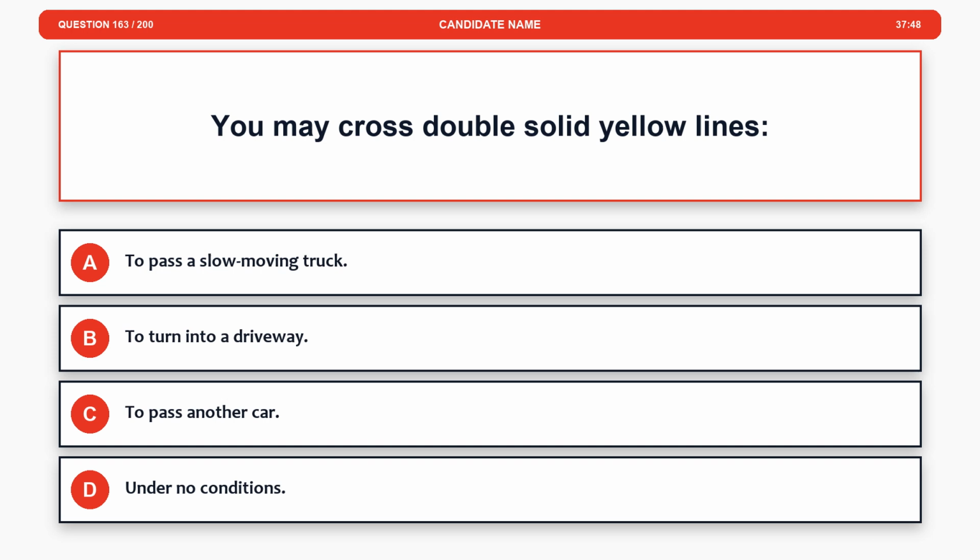Question 163. You may cross double solid yellow lines. Option A, to pass a slow-moving truck. Option B, to turn into a driveway. Option C, to pass another car. Option D, under no conditions.